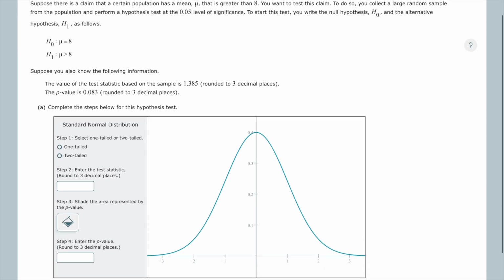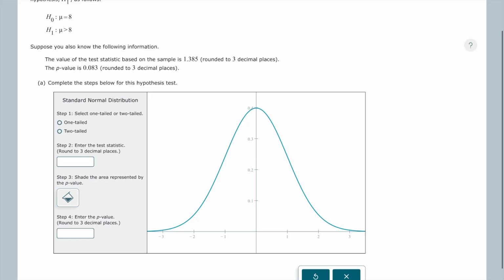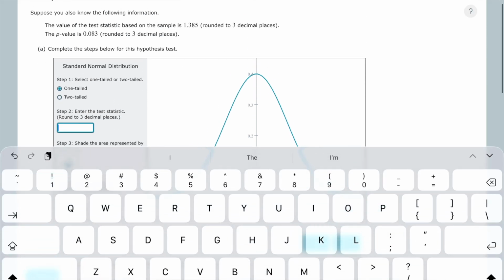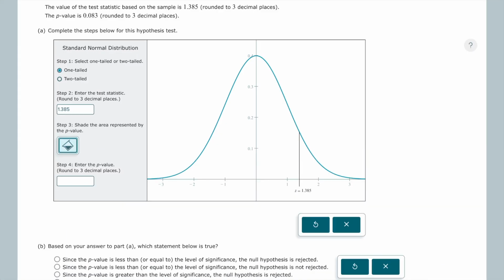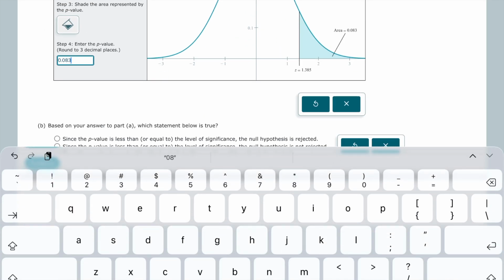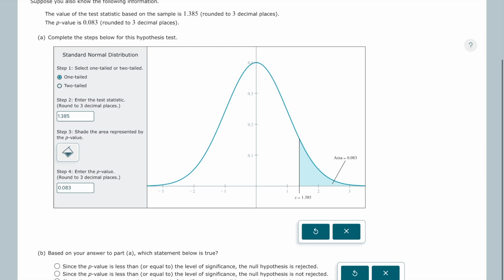The next one has to do with the p-value, but same kind of idea here. You have greater than, so this is a one-tail. My test statistic is 1.385. So we are going to shade on the greater than side. That would be the right tail. My p-value is given to me at 0.083. So make sure that makes sense. 8%, that looks like about 8% of that whole thing is shaded.